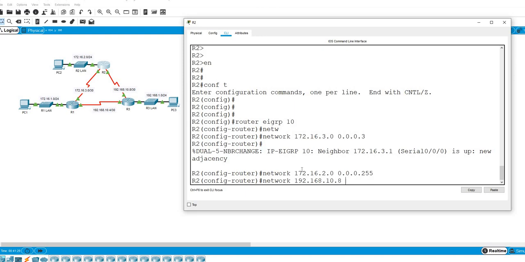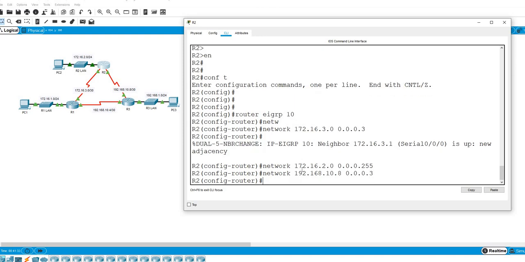Network, and it has a /30, so 0.0.0.3. That's it. So that's your R2 configuration. All right, so let's jump to R3 now.